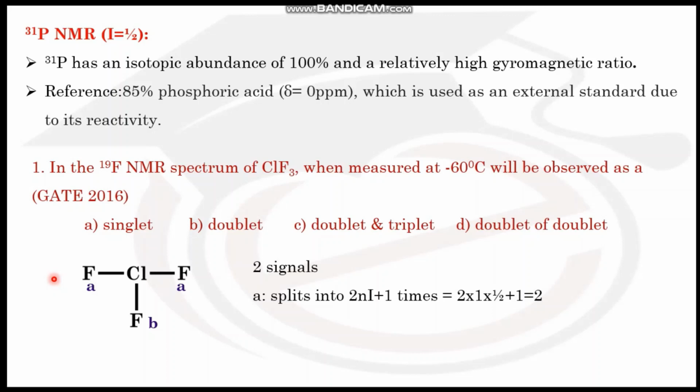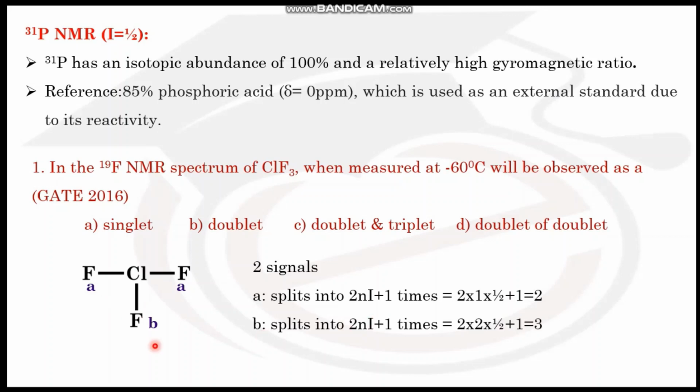Now we can check how the splitting comes. Here two signals are there, A type fluorine and B type fluorine. Now we can see how A type fluorine splits. Here these two A type fluorines will split due to FB. So 2nI plus 1 is the number of lines. Here n is 1, because only one B type fluorine is there. 2 into 1 into 1 by 2 plus 1, that is 2. So A type fluorine will split into 2.